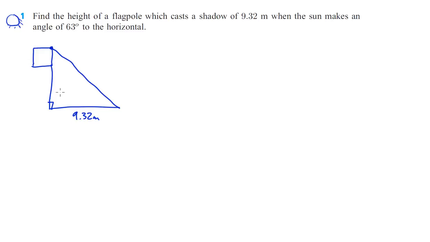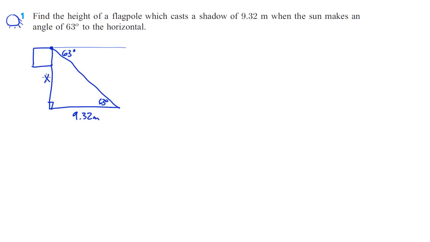This is a 90-degree angle here. So we want to think of that as this here would be 63 degrees, so this here is going to also be 63 degrees as well. This is 9.32. We are looking to figure out how high this flagpole is. Find the height of the flagpole, so that's going to be our x.